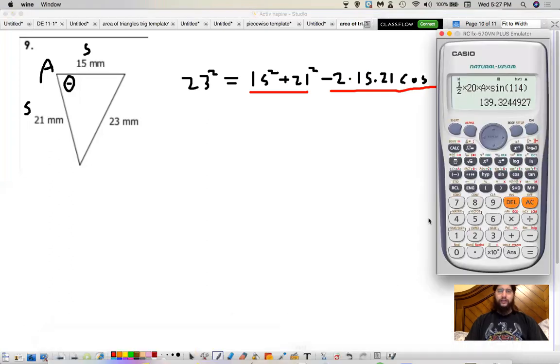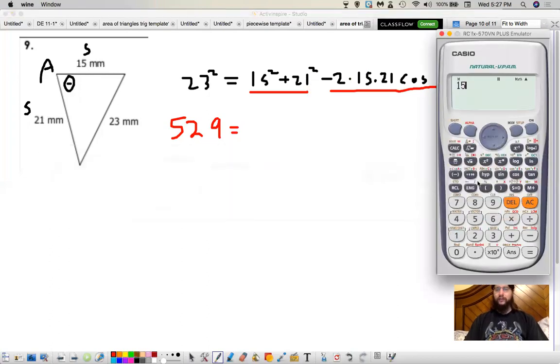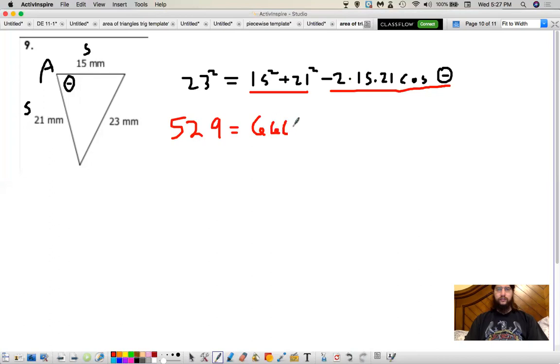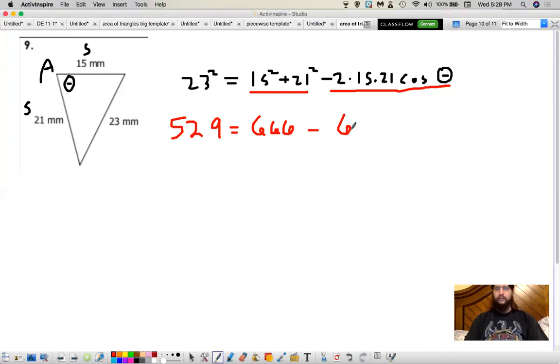So let's use our calculator. 23 squared is 529. Equals, these two I can put together, so I'm just going to type it in a calculator together. 15 squared plus 21 squared. Okay, 666. This is going to be a negative 2 times 15 times 21, 630 cosine of theta. So we combine like terms, that's going to be 36 cosine of theta, right?